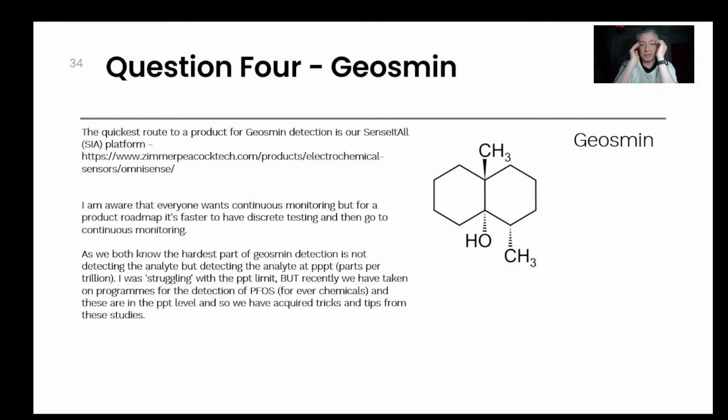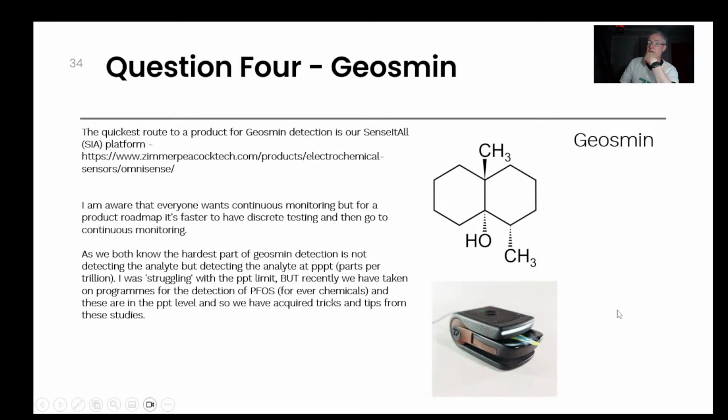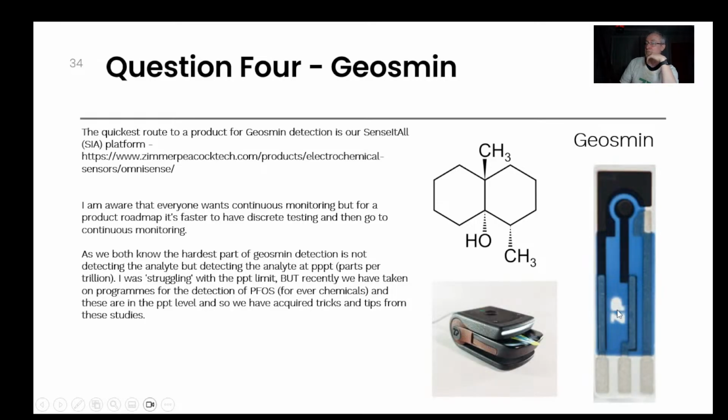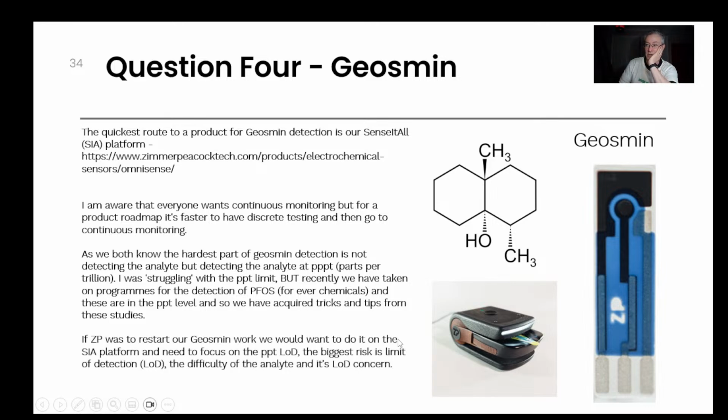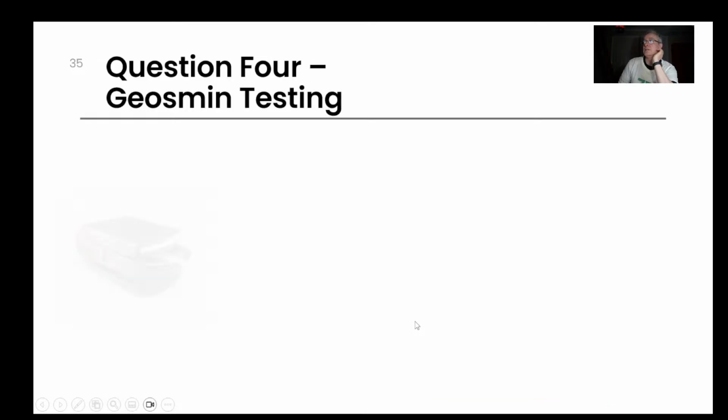The only reason I bring up PFAS is because on the face of it, it's also quite a hard molecule to detect, and it's also in the parts per trillion. So if you're interested in Geosmin, look at the PFAS literature for clues to maybe how to solve this problem. And I'd hope that you would consider using the ZP screen-printed electrodes because they're so reproducible, which would be really important for this kind of application, and also our Sensi-All potentiostat as well.